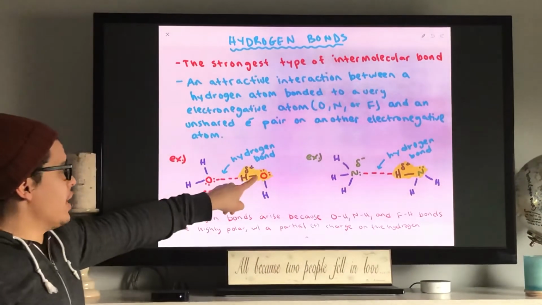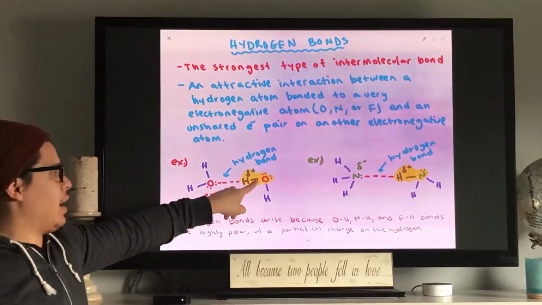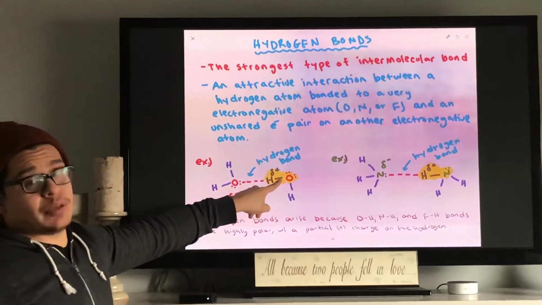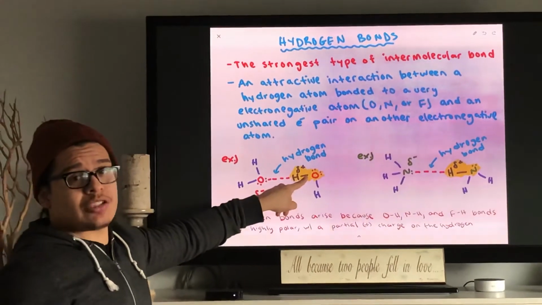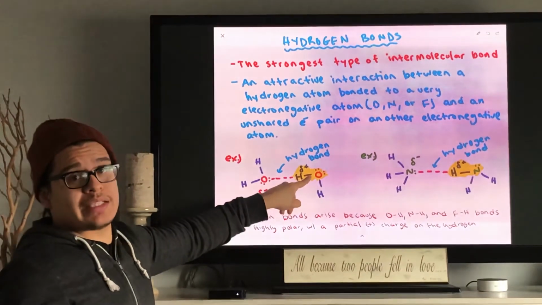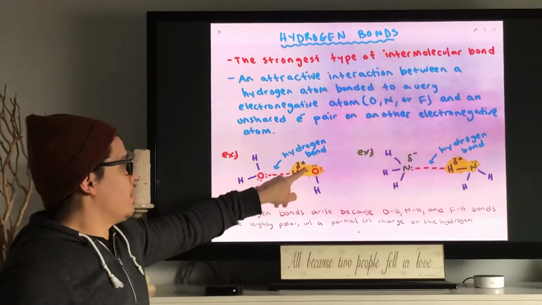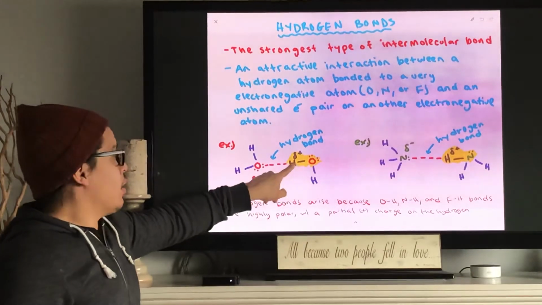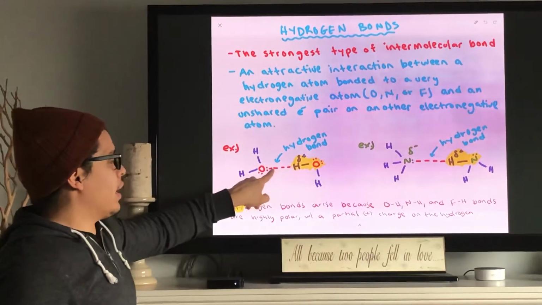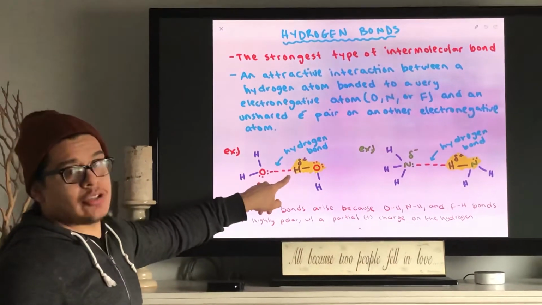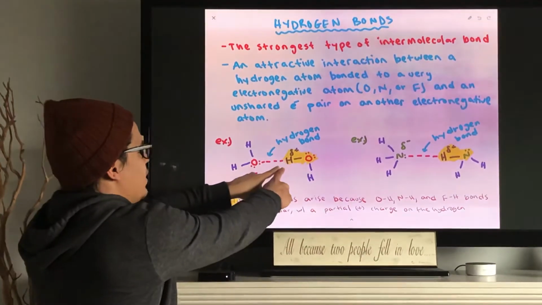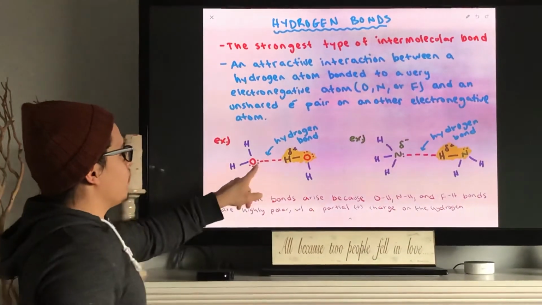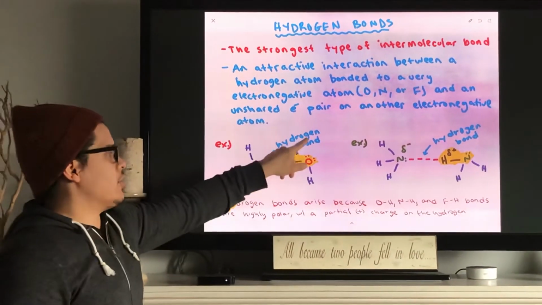This right here is a covalent bond. That is not a hydrogen bond. Remember, hydrogen bonds are intermolecular forces. They exist between two compounds. This right here is not a hydrogen bond. Right here, the dotted line is a hydrogen bond. The hydrogen binding to that oxygen from a different compound is a hydrogen bond.